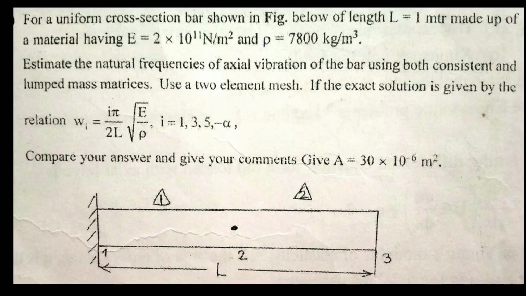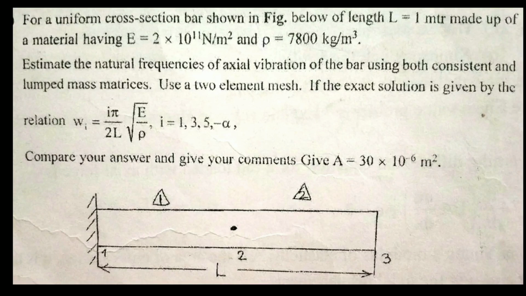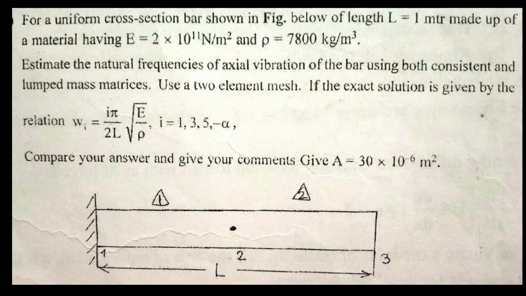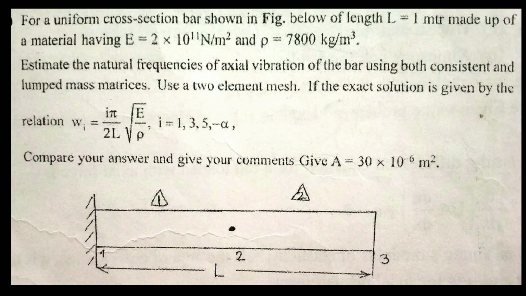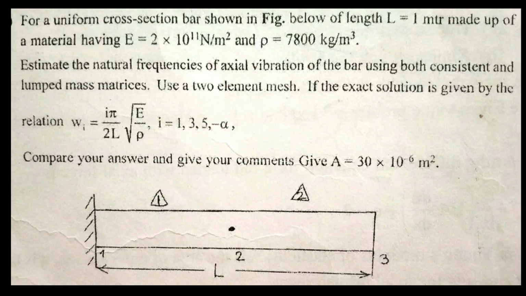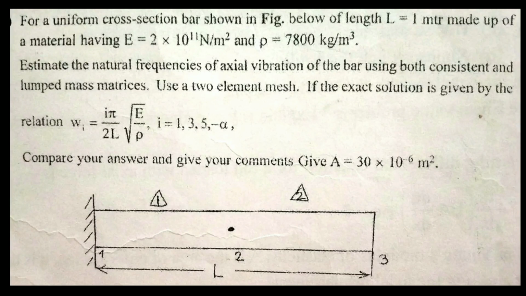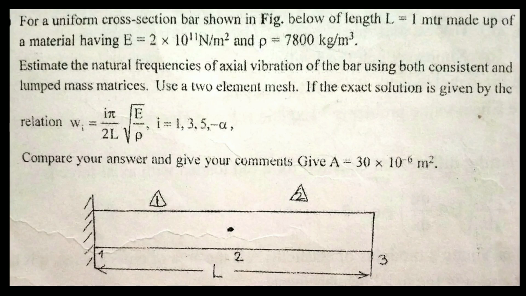For a uniform cross section bar shown in the figure below, of length L equal to 1 meter, made of a material having E equal to 2 times 10 to the power 11 Newton per meter square, and rho equal to 7800 kg per meter cube, estimate the natural frequency of axial vibrations of the bar using both consistent and lump mass matrices. Use a two element mesh.